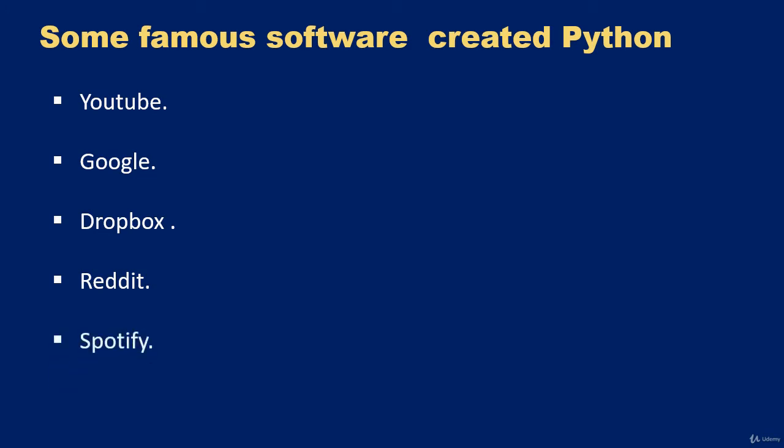Next, we have Spotify. Spotify allows you to listen to ad-free music of your choice. This is a streaming service that allows you to stream music without any advertisement. Finally, we've got Instagram. Instagram is very popular. It has both an app side and also a website as well. And these are just a few examples of software that were created using Python. There are so many others, but these are just some that you may have come across.